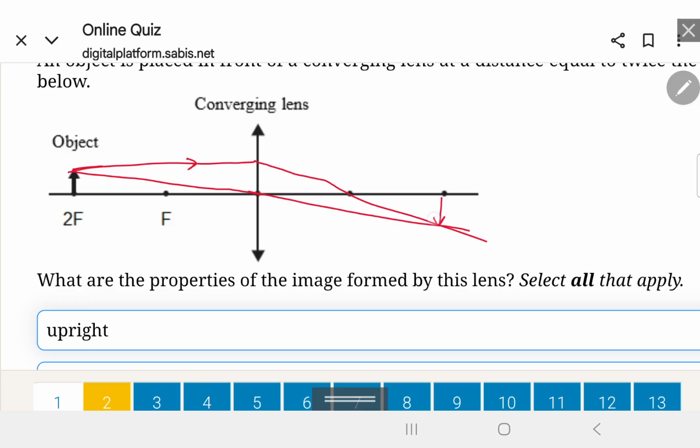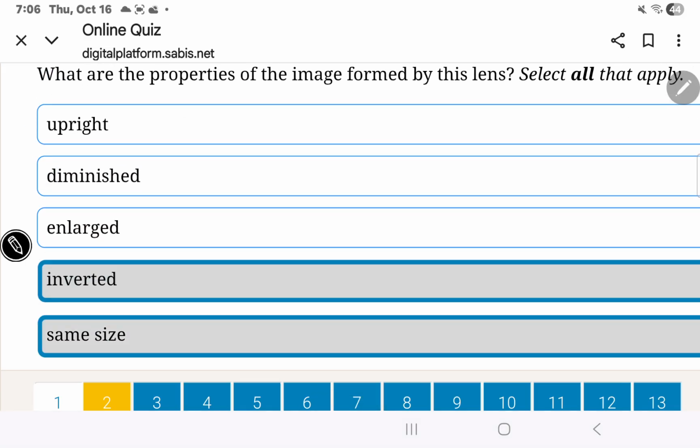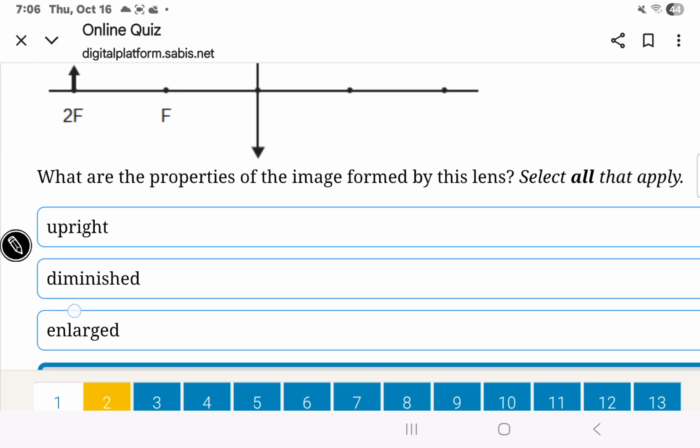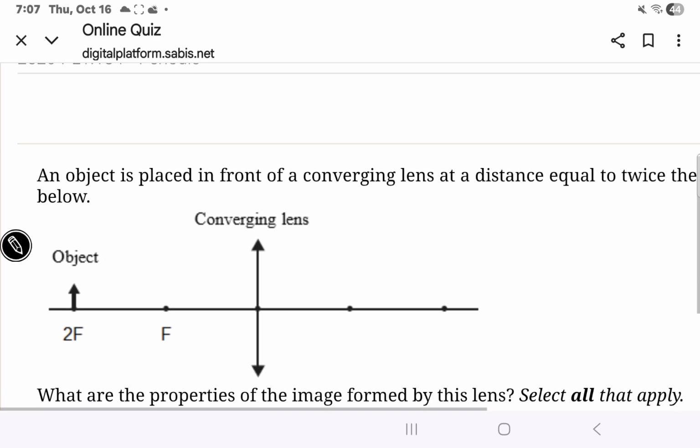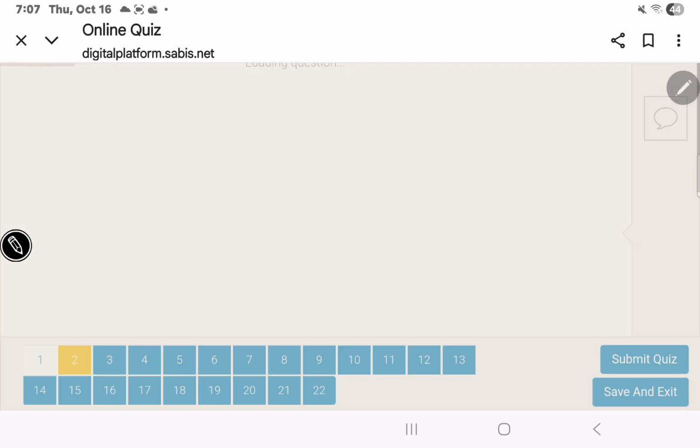So here we draw the image: inverted, same size as the object, same length, and real. Real because if you put a screen here, you can receive it on a screen. So you have to choose inverted, real, and same length as the object. Here you have inverted, same size, and since you don't have real, these are the only two options available. If there is another option which is real, you have to choose it. But here we don't have. Number 3 now.